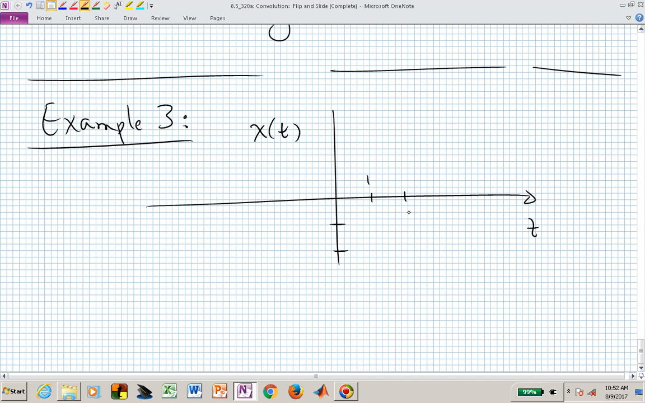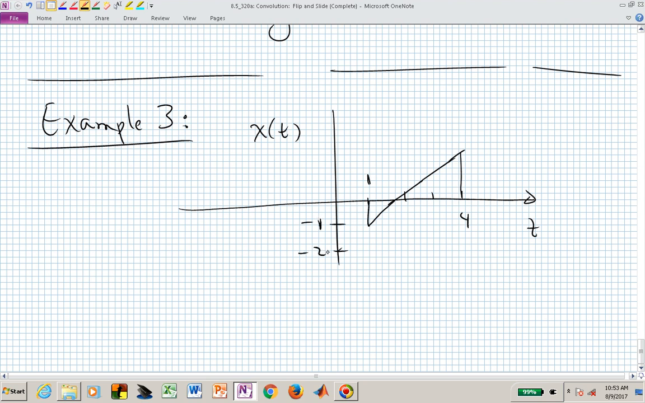suppose this is now 1, 2, 3, 4, and let's say that is where we have our expression defined or non-zero. So now I'm really going to be challenged to try to find my x-axis again, but this is now x of t. There's 1, there's 4, and we're now at minus 1. Here's minus 2. So this is, in fact, a straight line.